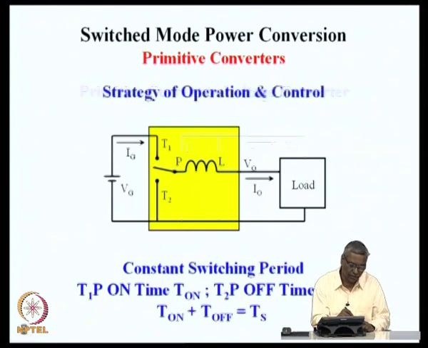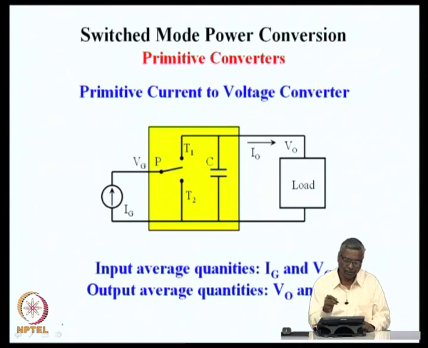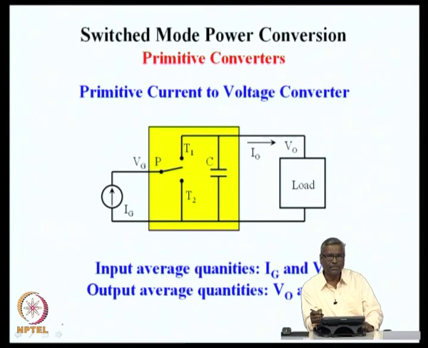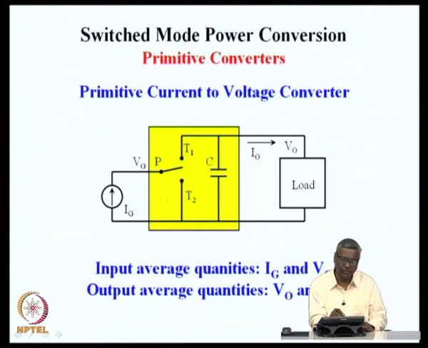The dual to that is a single switch plus a capacitor configuration taking power from a current source Ig and delivering power to a load at a voltage of V0 and at a current of I0, and the elements used in the converter are the same single pole double throw switch, but with a capacitive energy storage element.